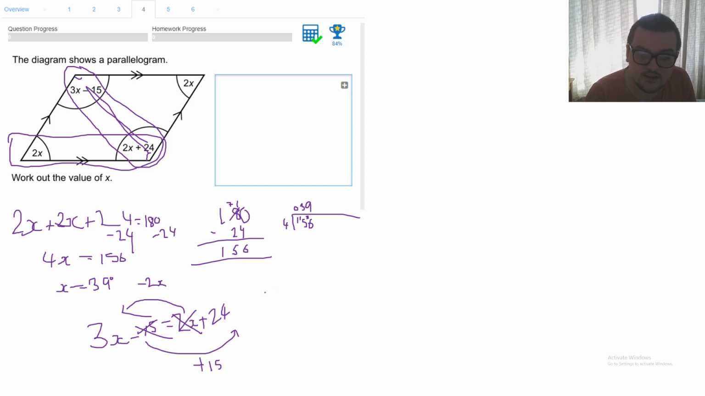24 plus 15 is 39. And 3x minus 2x is x. And there's your answer. Both ways you can find that x equals 39 degrees.